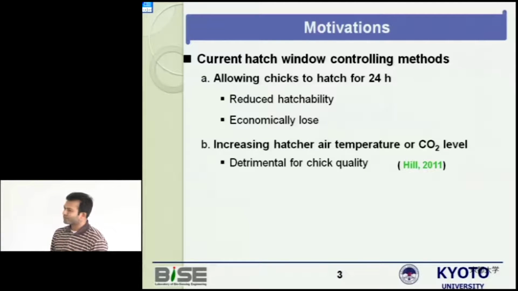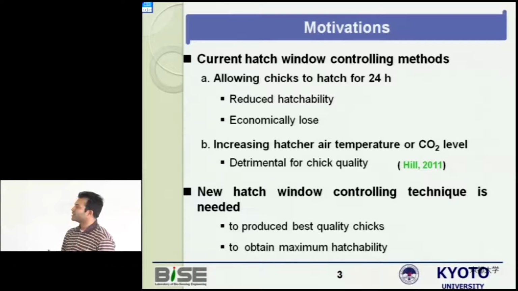Some poultry hatcheries increase the temperature of the incubation air, and sometimes they also increase the carbon dioxide level in the hatchery, which stimulates the hatching time of chicks, but these are detrimental. When the carbon dioxide concentration increases, it starts anaerobic metabolism, which makes the chick lethargic and exhausted.